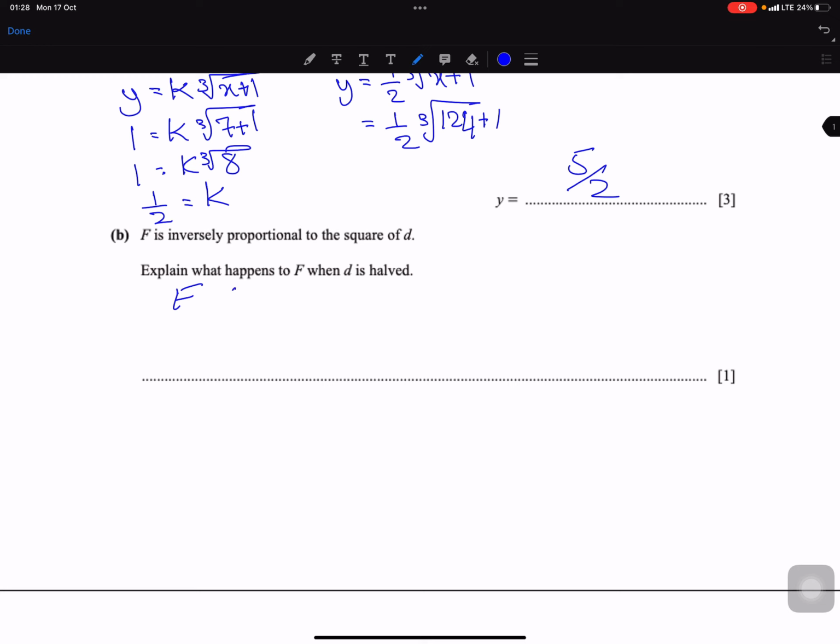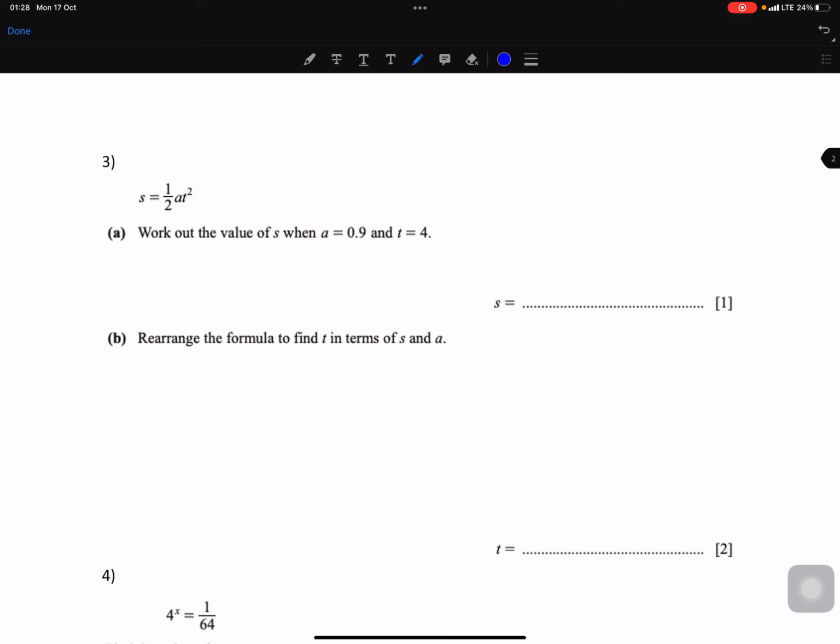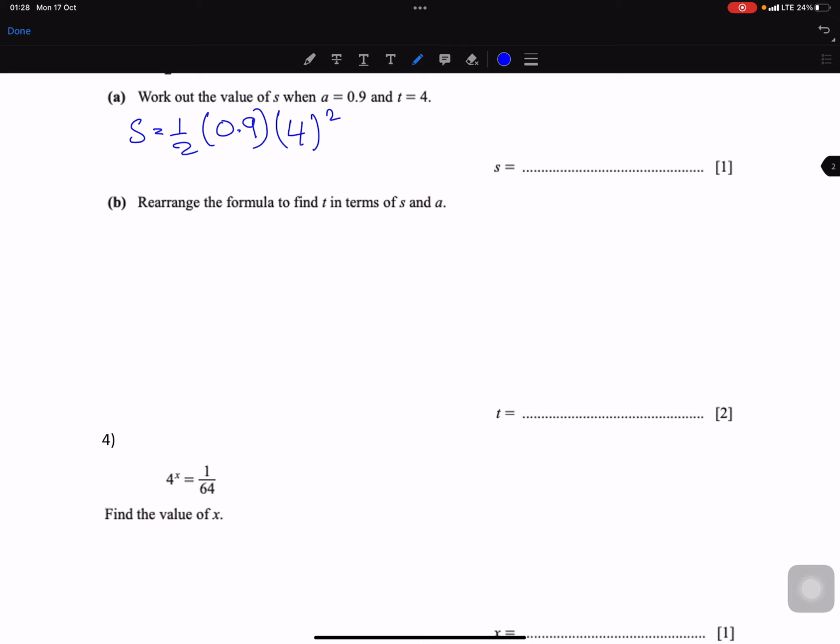F is inversely proportional to the square of d. If it simply says it's inversely proportional to d, then when d is halved, f doubles. So the fact that it's squared, when d is halved, f increases by 4 times. Alright, over here is just substitution. I'll just go quick. S is equal to half, put a as 0.9 and 4 squared, and just use your calculators.